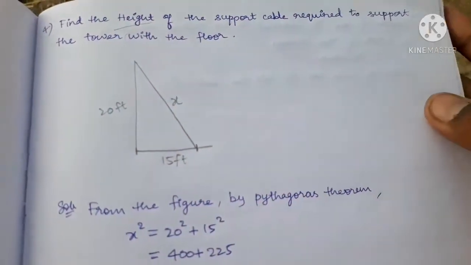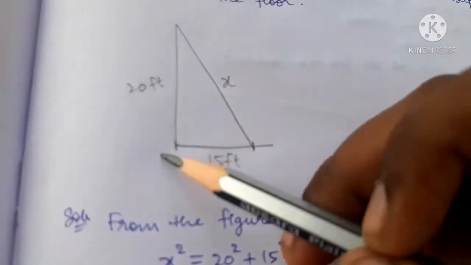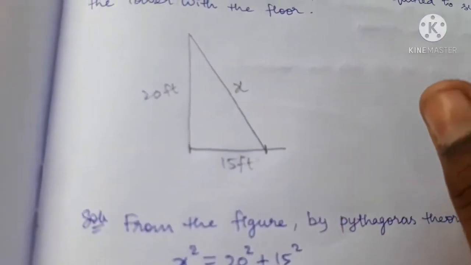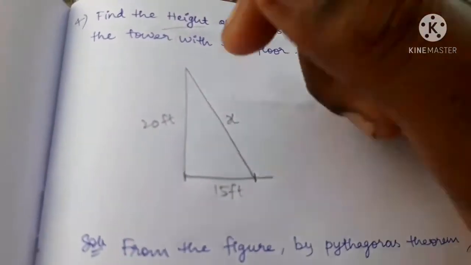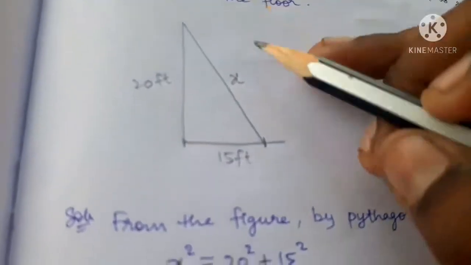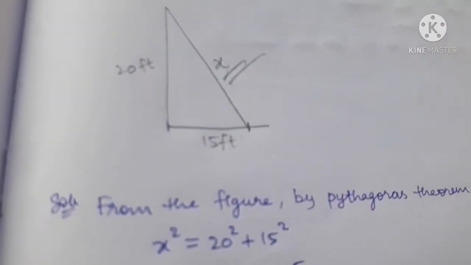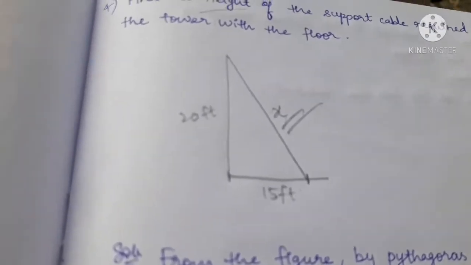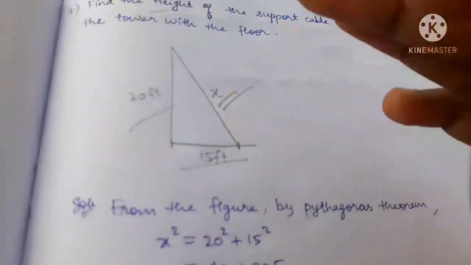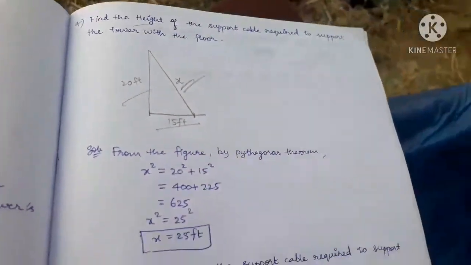Okay, the support cable required to support the tower with the floor. See, here is a tower and a floor. Now, we need to find the length of the wire which is needed to support, that is tie the tower to the floor. Let us take the length as x because we don't know what the real measurement is, but for our convenience we take it as x, and we know the height of the tower and the distance between the point where we have to mark and the tower's basement.